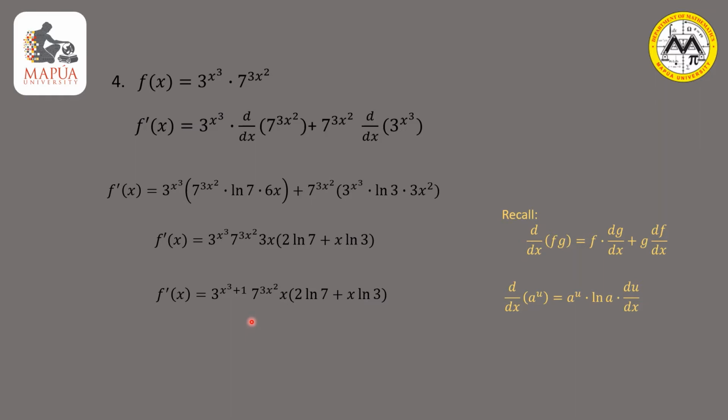Or we can write it as 3 to the x cubed plus 1. That is the product of 3 to the x cubed times 3 times 7 to the 3x squared times x times the sum 2 ln of 7 plus x ln of 3.